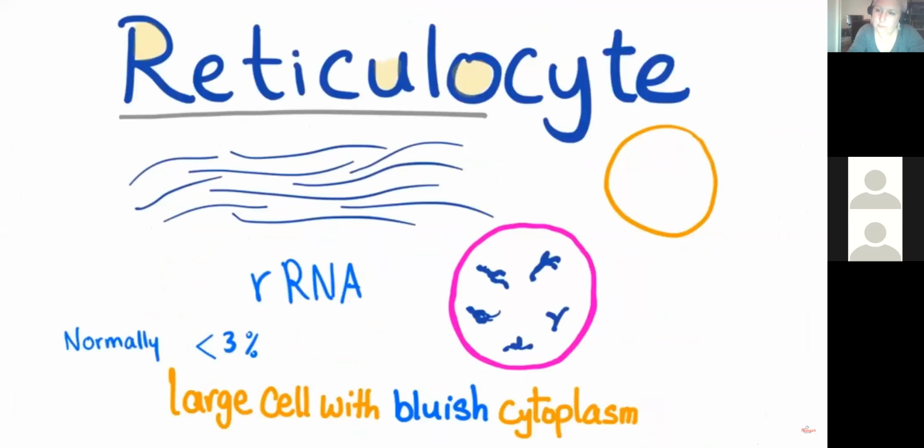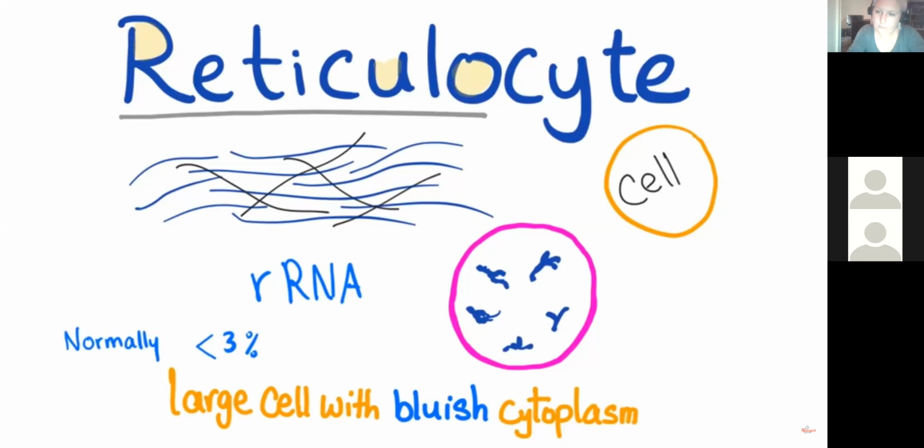But first, let's get some terminology here. What does a reticulocyte even mean? Reticular means network, like this, network. Cyte means cell.